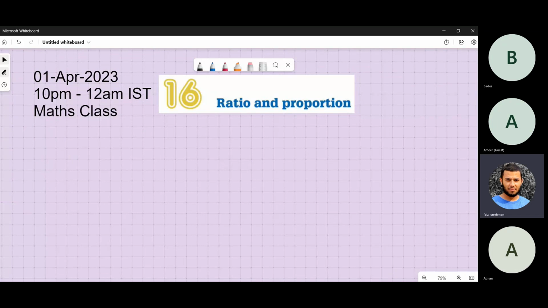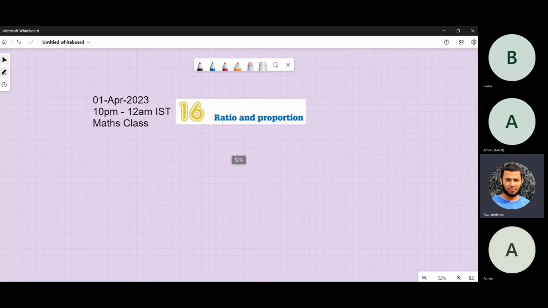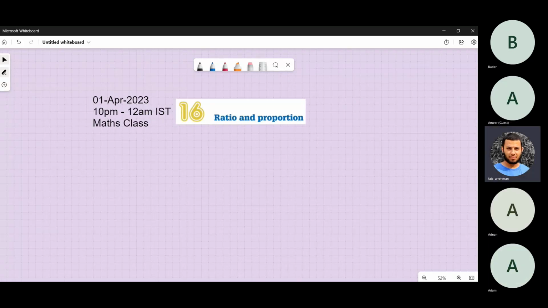Okay, chapter 16 is ratio and proportion. Okay, let me bring the screenshot of first exercise. Okay, then you have second exercise. Okay.